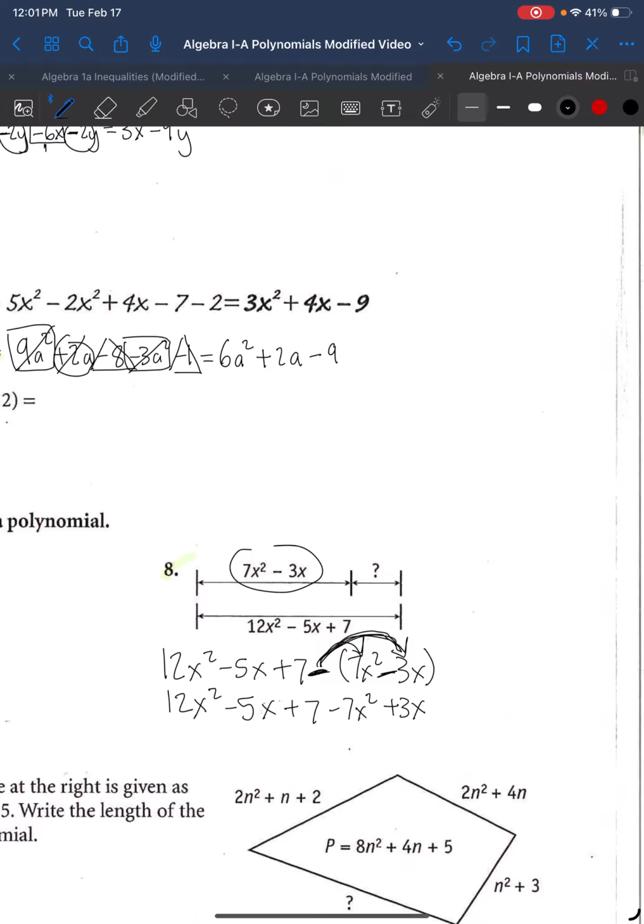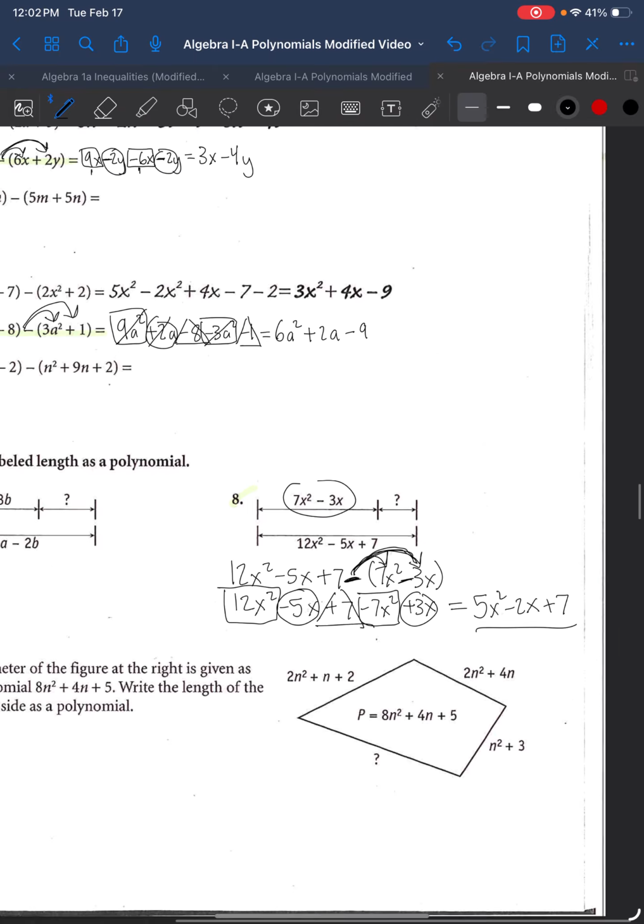And then I have to combine like terms to simplify. So I see 12x squared and minus 7x squared. 12 minus 7 is 5x squared. And then here I have negative 5x and plus 3x. So negative 5 plus 3. I have 5 negatives and 3 positives. That leaves me with 2 negative x's. And then I have this plus 7 right here. And that's as much as I can simplify it. So this is your answer.